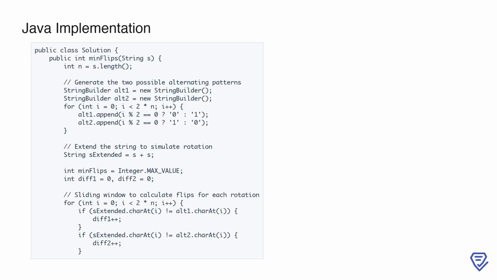Additionally, we initialize min flips to the maximum possible integer value, as this will keep track of the minimum number of flips needed. Finally, we declare two variables, diff1 and diff2, to measure how many characters differ between the extended string and the two alternating patterns during our sliding window traversal.